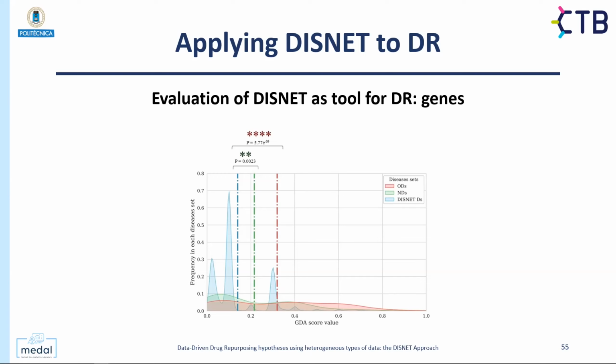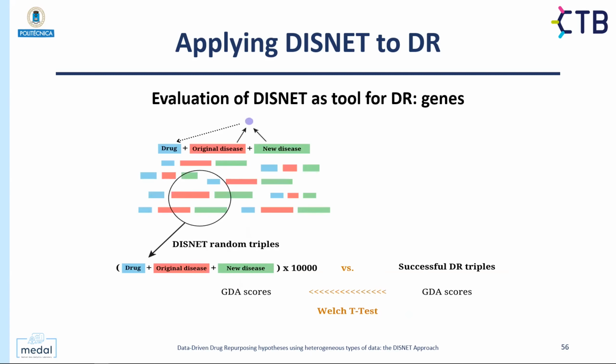But we go further. What we do is that we analyze random triples that fulfill the same criteria: giving a drug, an original disease, and a new disease that share the gene in charge of the codification of the target that the drug is going to inhibit or work against. And we compare the GDA scores of these 10,000 random triples with the successful cases that we got in the previous approach, that is these 79 cases that we have the data for.